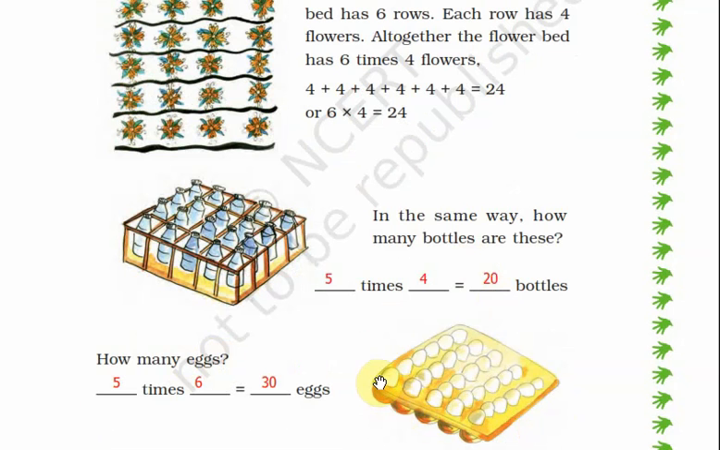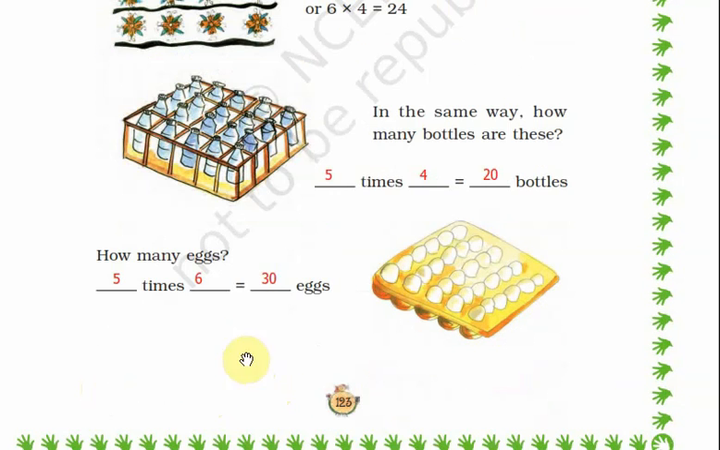Let us see how many columns are there. 1, 2, 3, 4, 5, 6. Okay, so let us count the rows. 1, 2, 3, 4, 5 rows. So write 5 times. In one row how many eggs are there? There are 1, 2, 3, 4, 5, 6. So 5 times 6. 5 6s are how much? 30 eggs. Okay, so this is multiplication. If you are adding a number repeatedly, that will constitute multiplication.